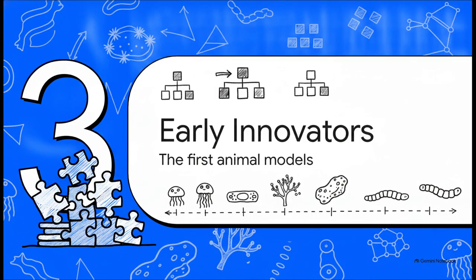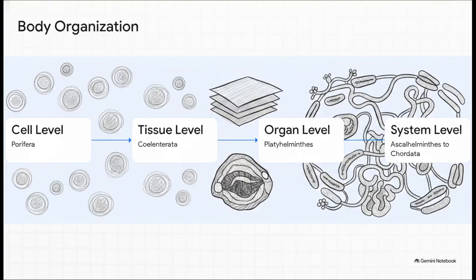Which brings us to Section 3, nature's early innovators. Let's look at the very first animal models. What's amazing is that you can literally track the physical progression of life right here. It upgrades sequentially. Nature starts with a loose collection of basic cells, figures out how to form them into specialized tissues, develops that into distinct working organs, and eventually culminates in complex, interconnected organ systems.